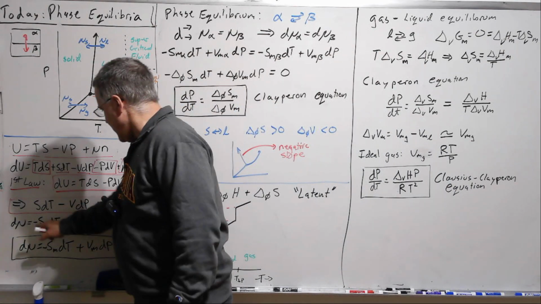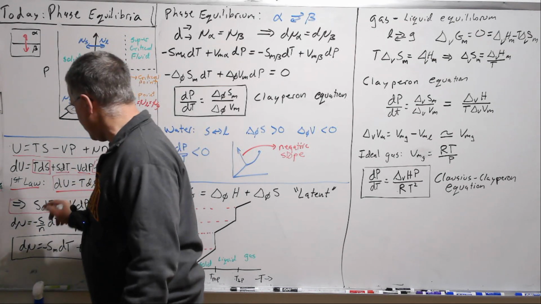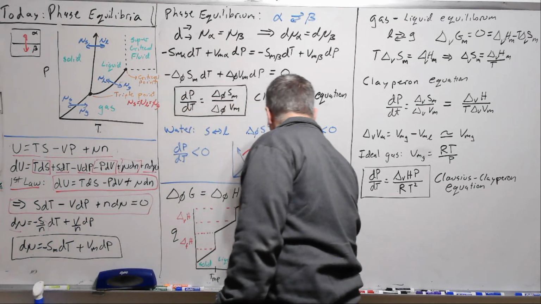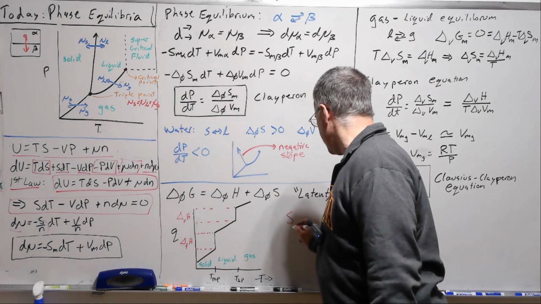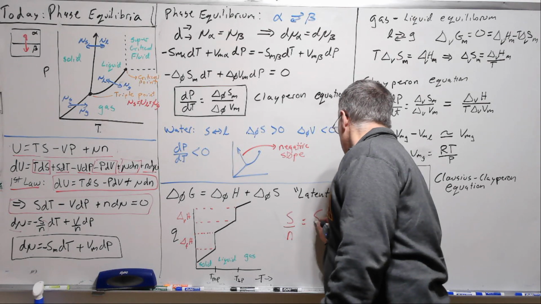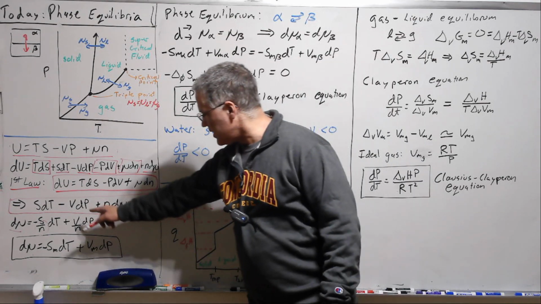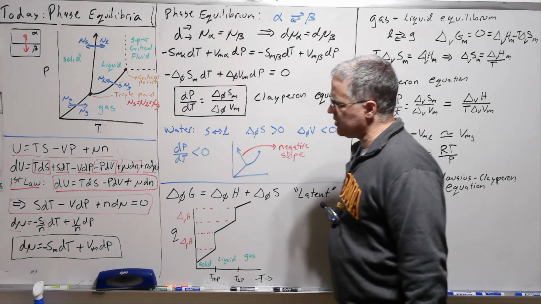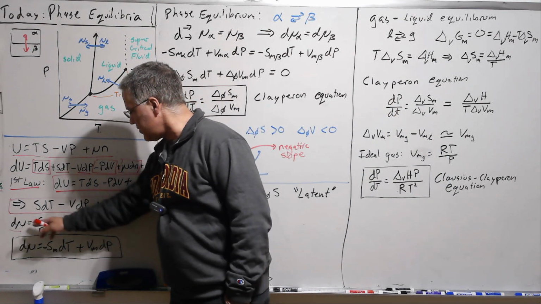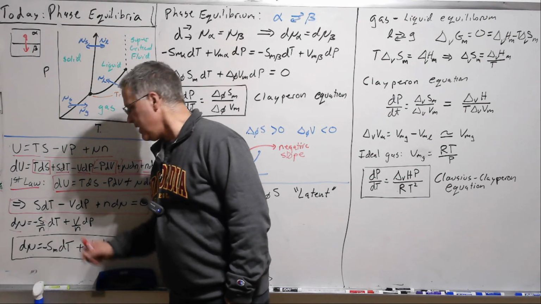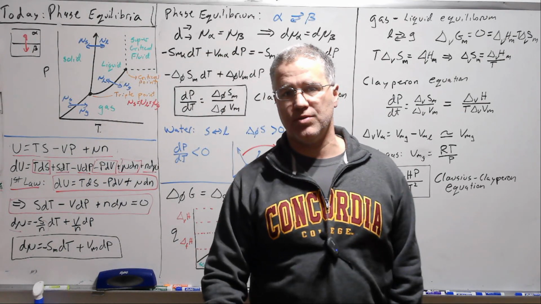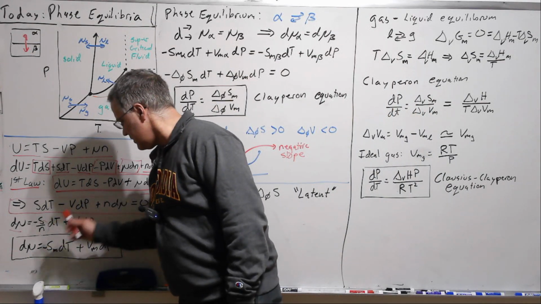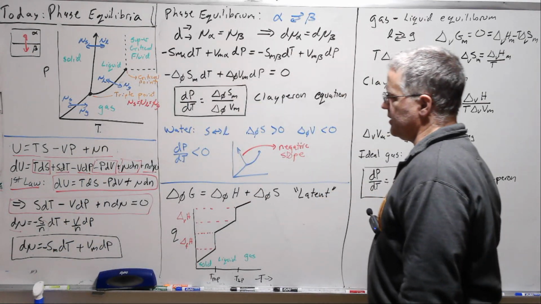So we can solve for dn, or for d mu, sorry. We solve for d mu, dividing by n. Well, S is extensive. You divide by n, and we get the molar entropy. Likewise, we'll get the molar volume. So we basically put this into intensive variables by dividing out by that n. And we have an expression here now for the chemical potential in terms of entropy and temperature, and volume and pressure.